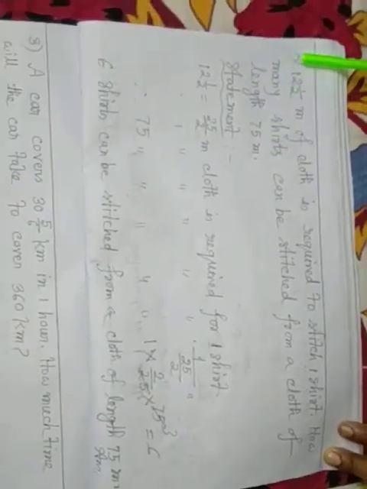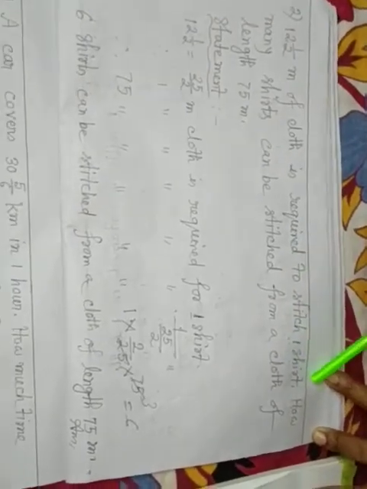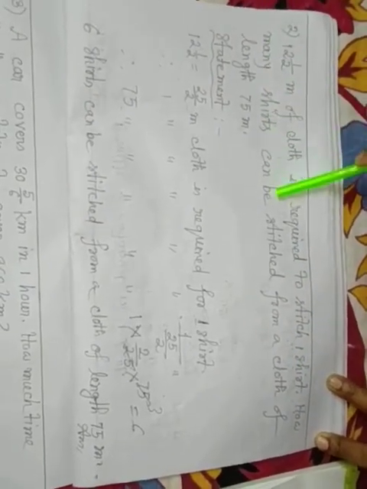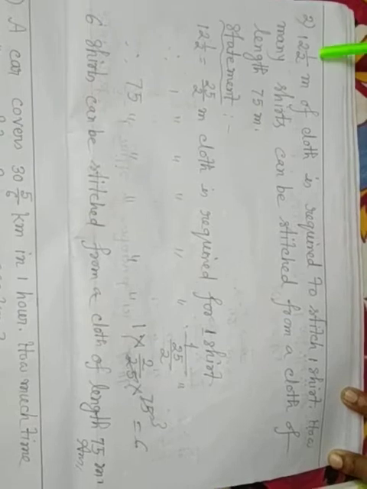Okay, I will repeat it again. 12 1 by 2 meter of cloth is required to stitch one shirt. How many shirts can be stitched from a cloth of length 75? Total length of the cloth is 75 meter. One shirt requires 12 1 by 2 meter.